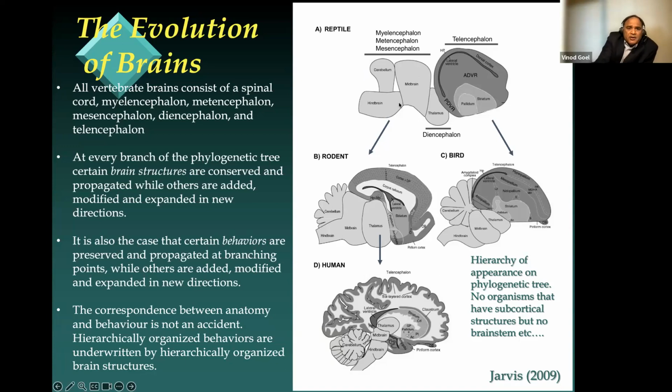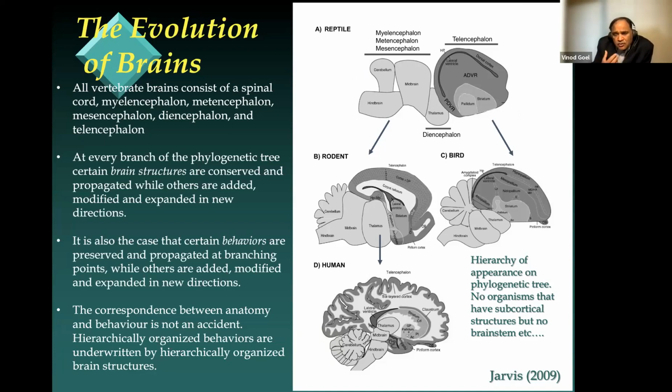And at every branch of the tree, certain brain structures are conserved and propagated, while others are added, modified, and expanded in new directions. So here you can see that going from reptile to rodent to bird, what's essentially preserved are these subcortical structures, brainstem structures here. And what is modified, in different ways depending on which branch of the tree you're on, is the telencephalon.